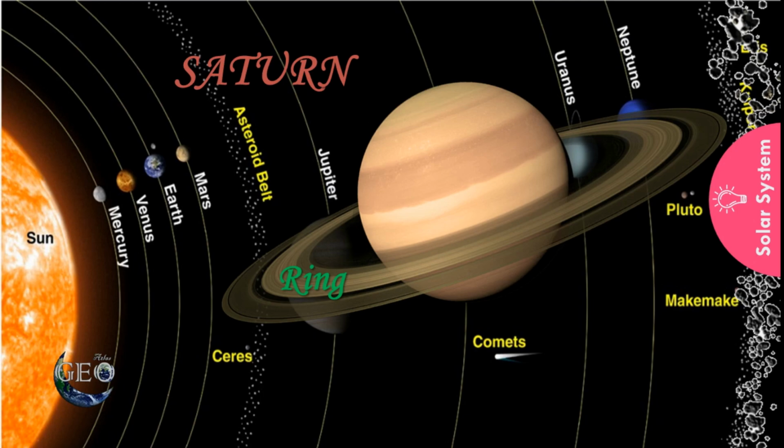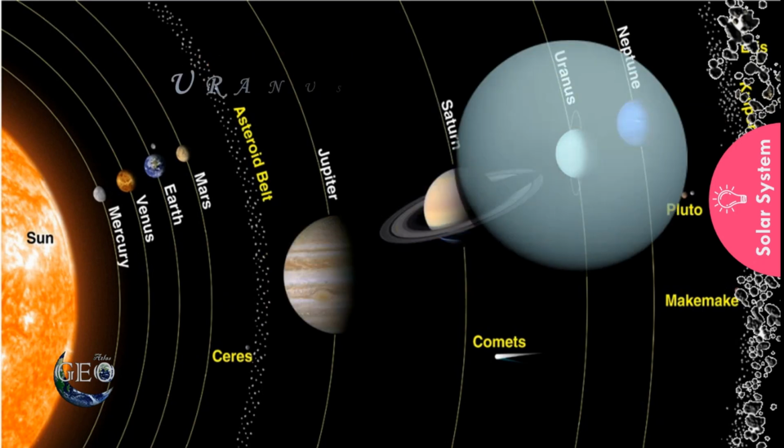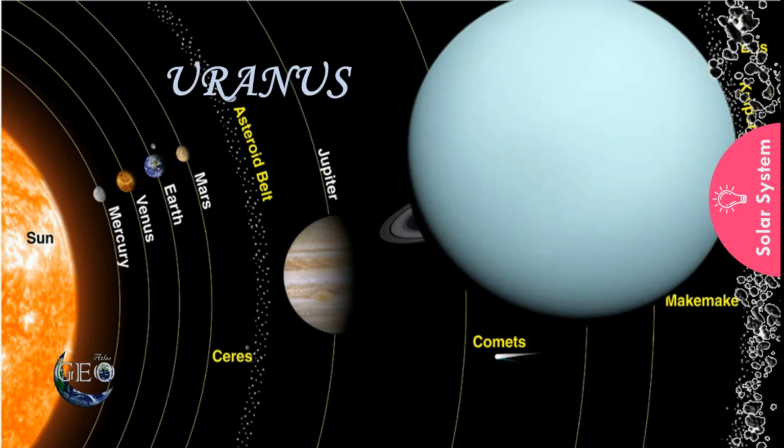All the Jovian planets have rings. That means all planets, Jupiter, Saturn, Uranus, Neptune, all 4 planets have a ring-like structure. But the Saturn ring is well established and visible. The next planet is Uranus. It is light blue in color. Once again, it is made of gases.